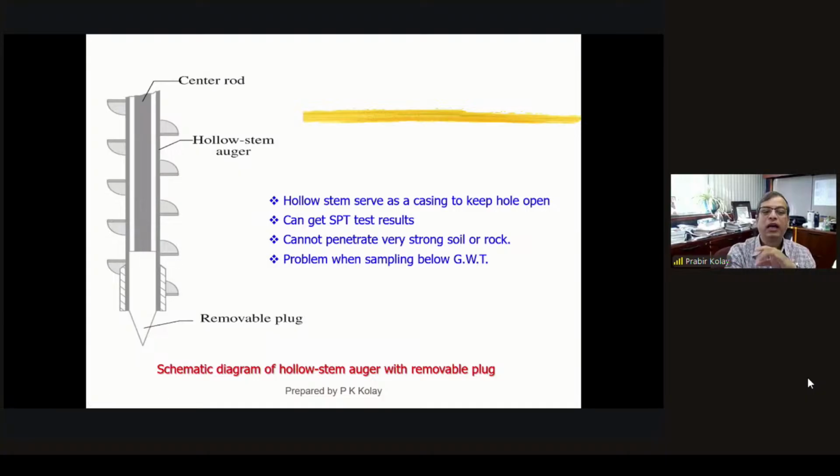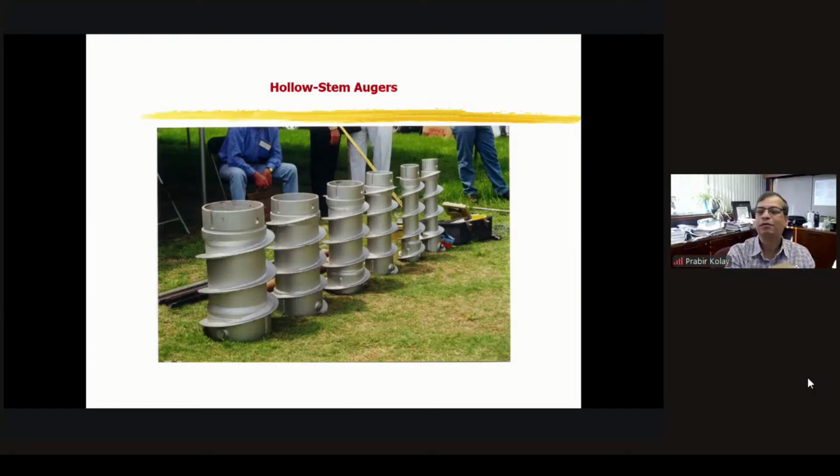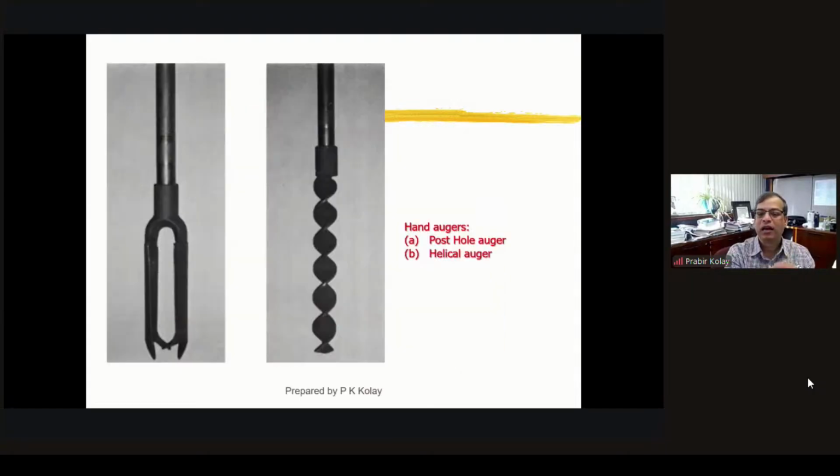The hollow stem auger can get SPT test sample results. It cannot penetrate very strong soil or rock. It is also a problem when sampling below the groundwater table. If the groundwater table is there, then you cannot use this. So there are different types of hollow stem auger, and how it looks like I already mentioned.